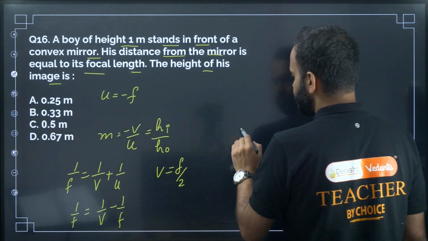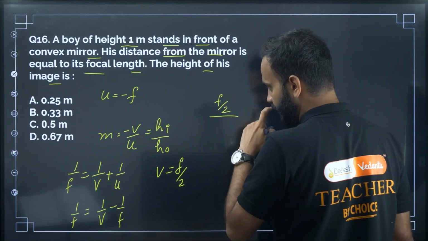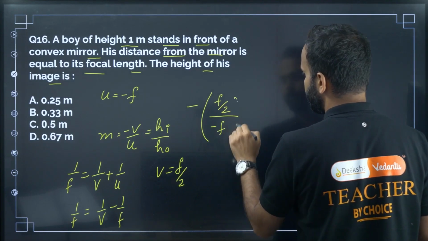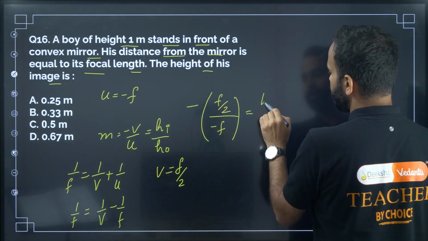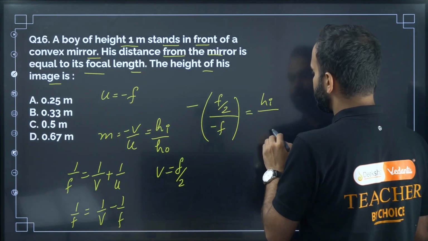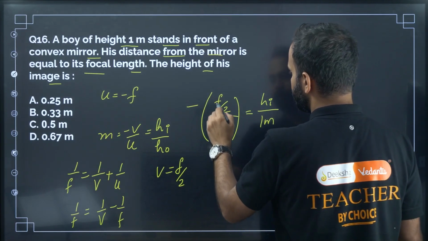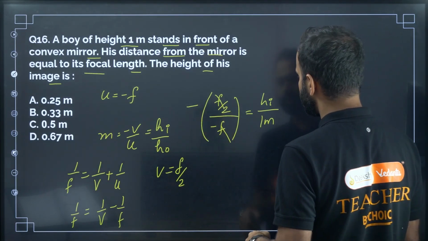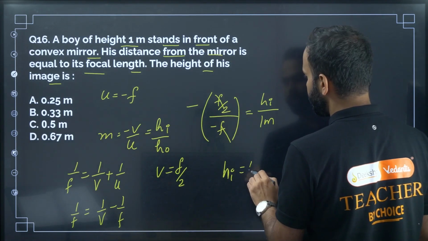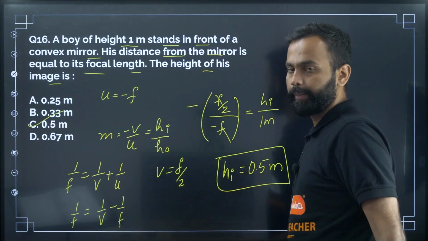So now minus v by u, that is f divided by 2 divided by minus f, is equal to height of the image of the boy divided by height of the object, that is height of the boy, 1 meter. So f will get cancelled, minus into minus is plus, so height of the image is equal to 0.5 meter. So the correct option is C.